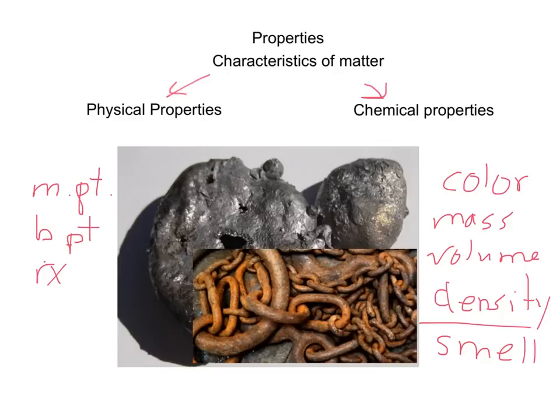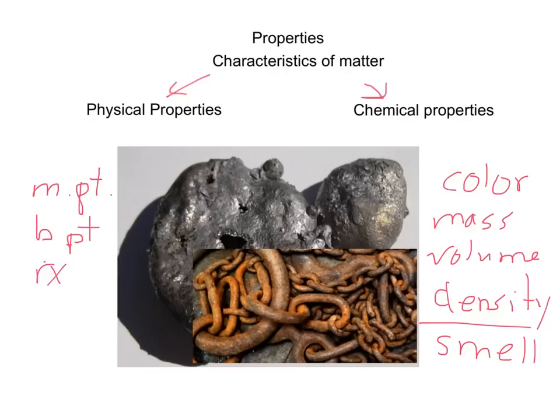So the only property on here that we've discussed so far that's chemical would be the fact that iron rusts. So it's a property of iron that it's capable of rusting in air. In other words, it reacts chemically with oxygen. Everything else about the iron is a physical property.